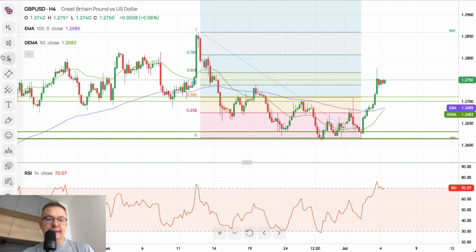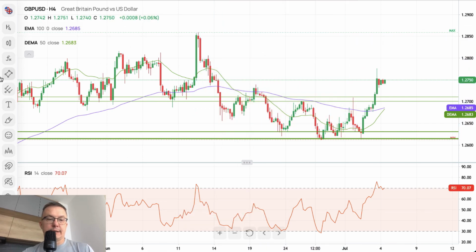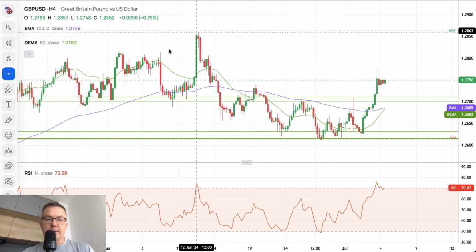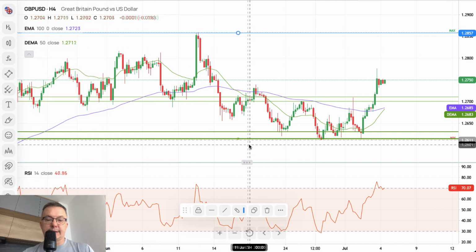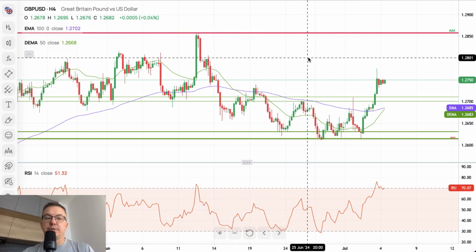So we will have the nice pullback on the momentum, and then the market would be ready to move higher towards the next target, and the next target, as you know, is 1.2859. Let me just mark it on the chart. So there you go. This is the next technical resistance, swing high, and next target for the bulls on the British pound. So that's the situation on the British pound.